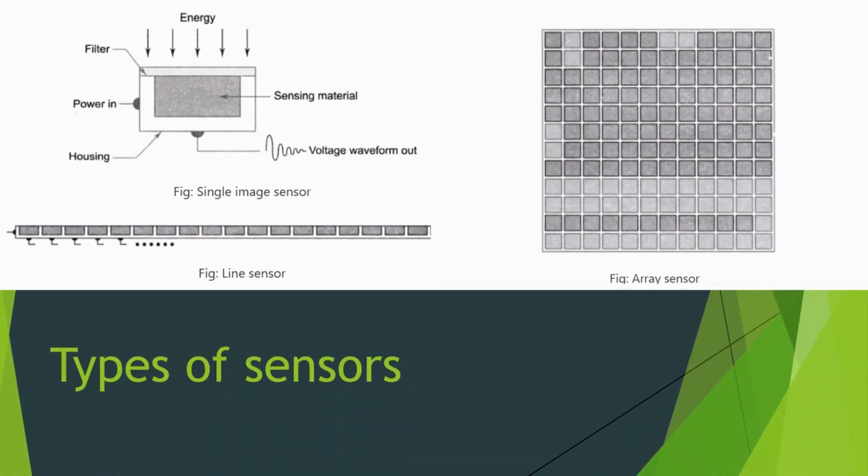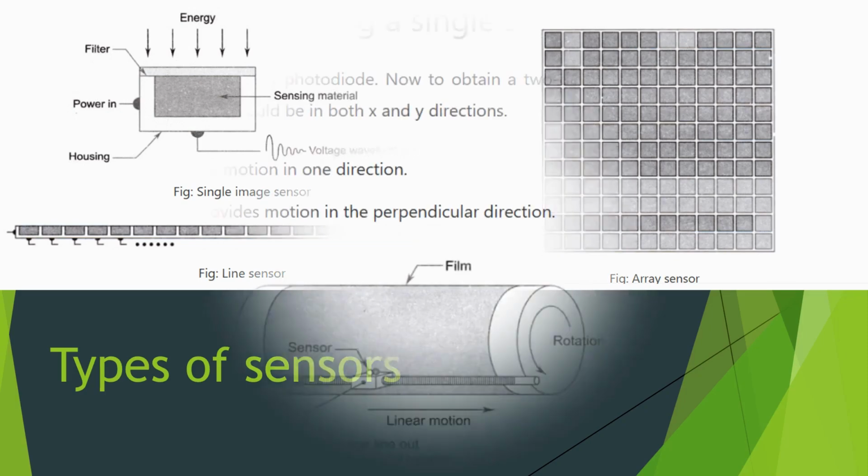Here I have a line sensor and an array sensor. In the line sensor, you can see that the energy falls, is filtered, and goes into the sensing material. There is a power inlet, a housing, and the output is a voltage waveform. So let's go deeper.